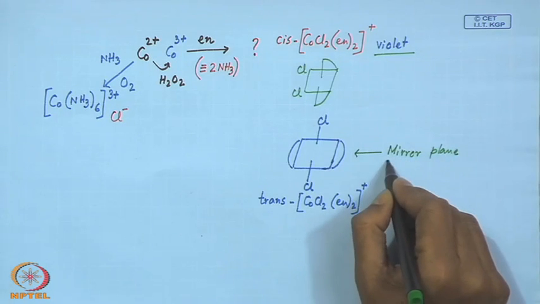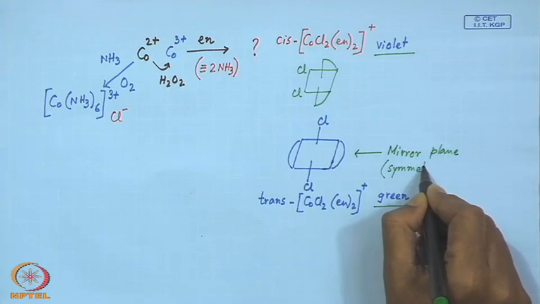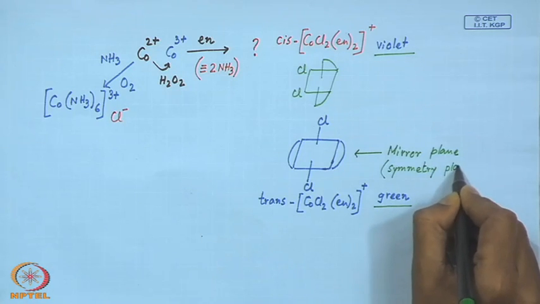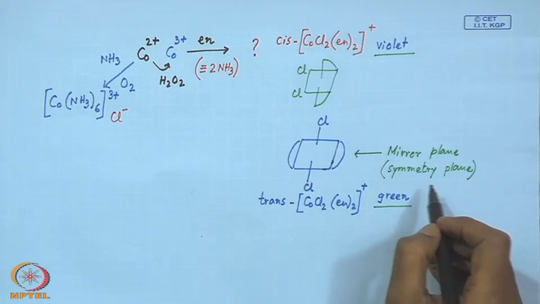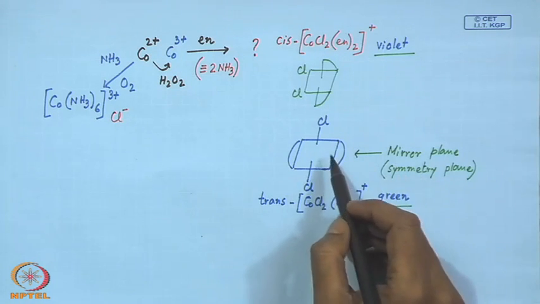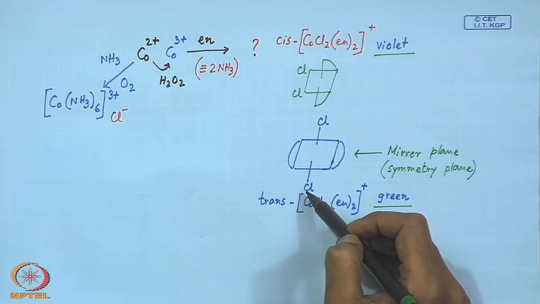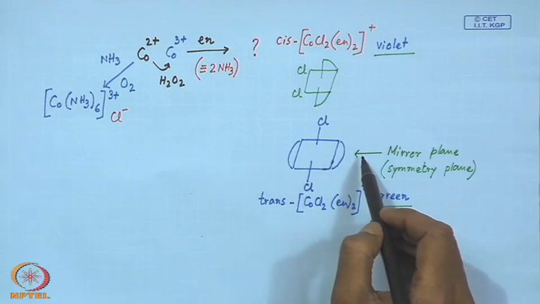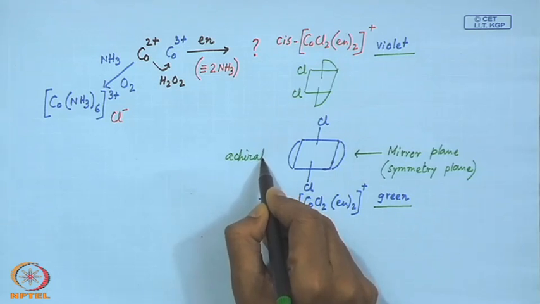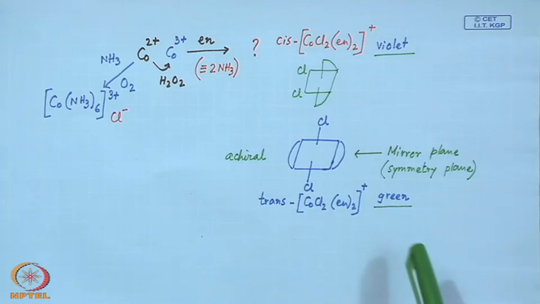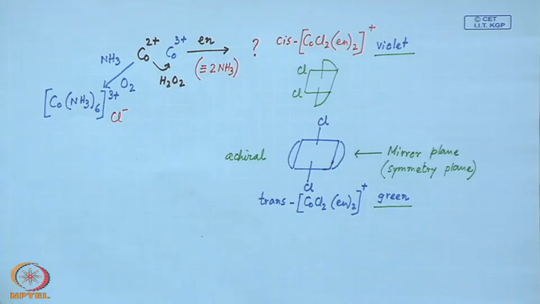So, we have a symmetry plane, and this symmetry plane gives rise to a molecule where one half of the molecule is the mirror image of the other half, dividing the molecule into two, and that is why the molecule is achiral. If such a mirror plane or symmetry plane is present within the molecule itself, it would be optically inactive.